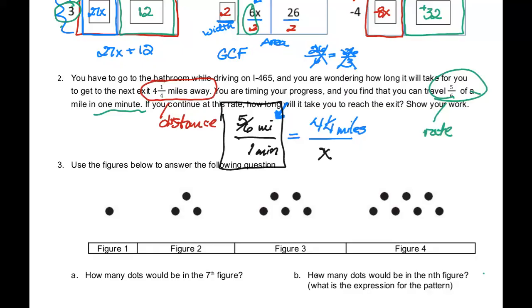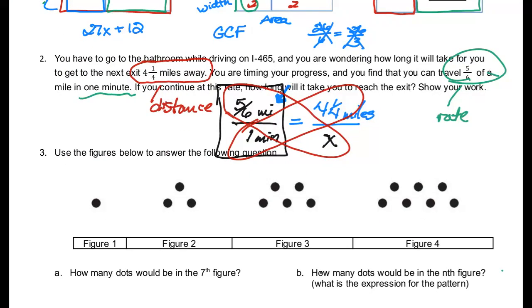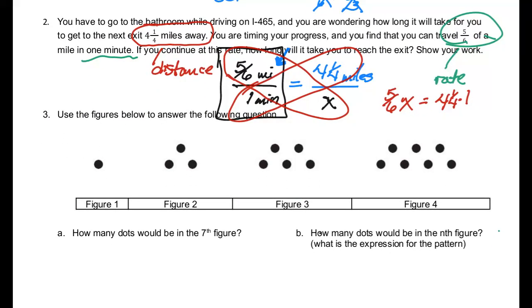Couldn't I cross multiply? Because if these are equivalent, I should be able to take these and multiply and set them equal to each other. So I have 5/6 times X. 5/6 times X is equal to 4 1/4 times 1. All right? 4 1/4 times 1, which is still just going to be 4 1/4, right? What am I solving for here? I'm solving for X, right?